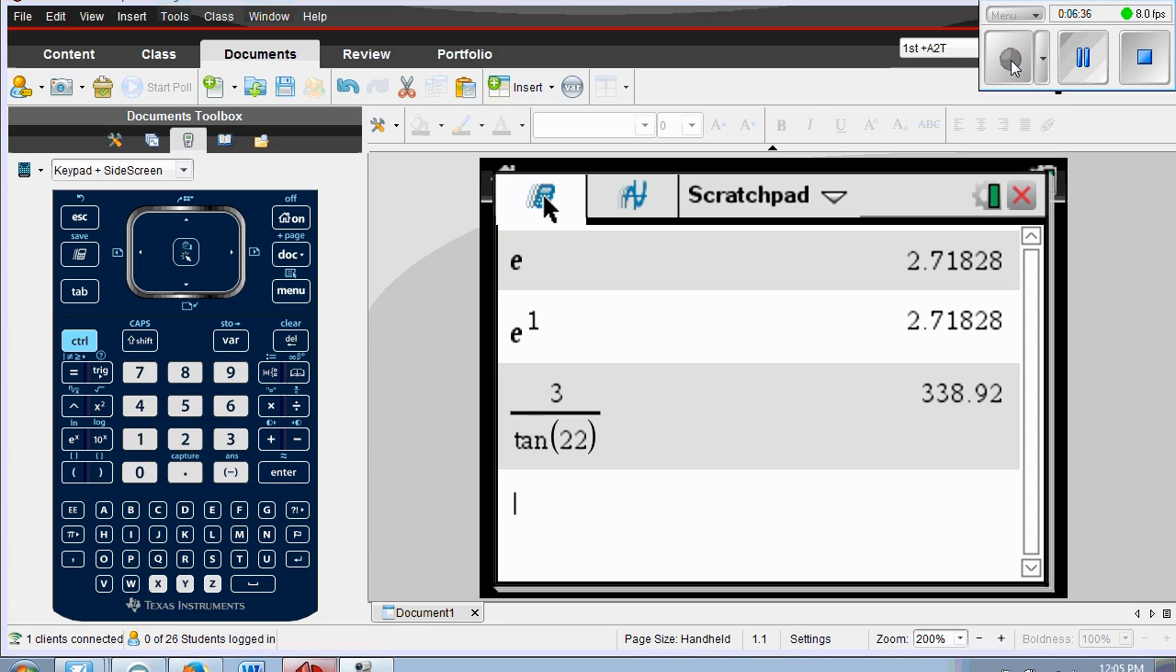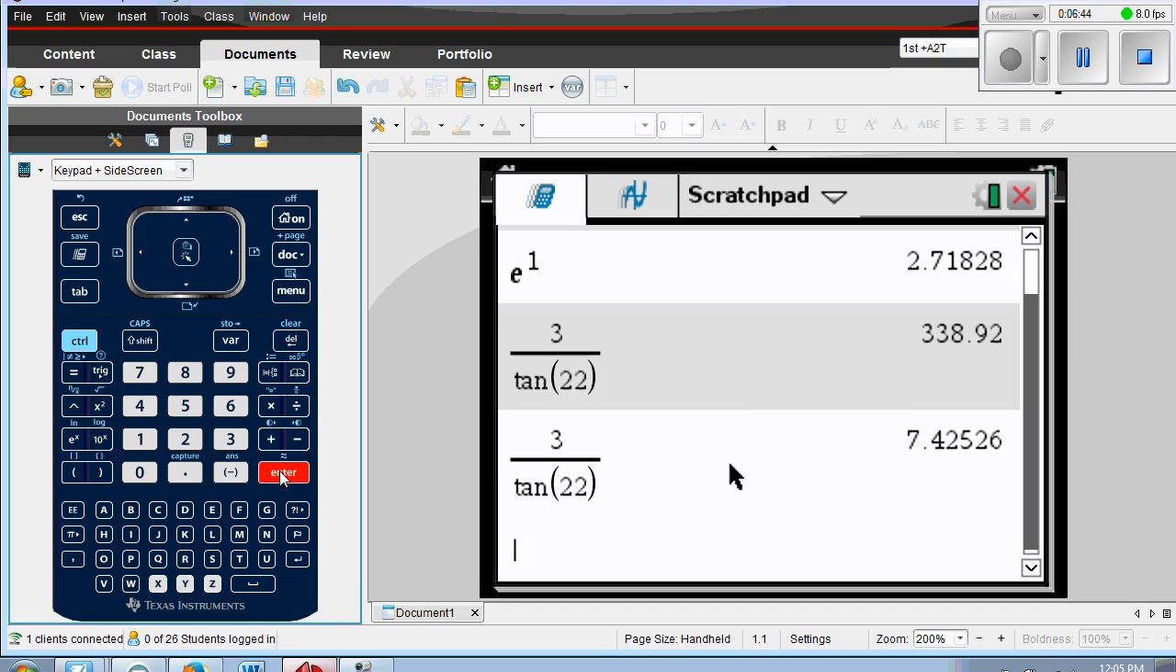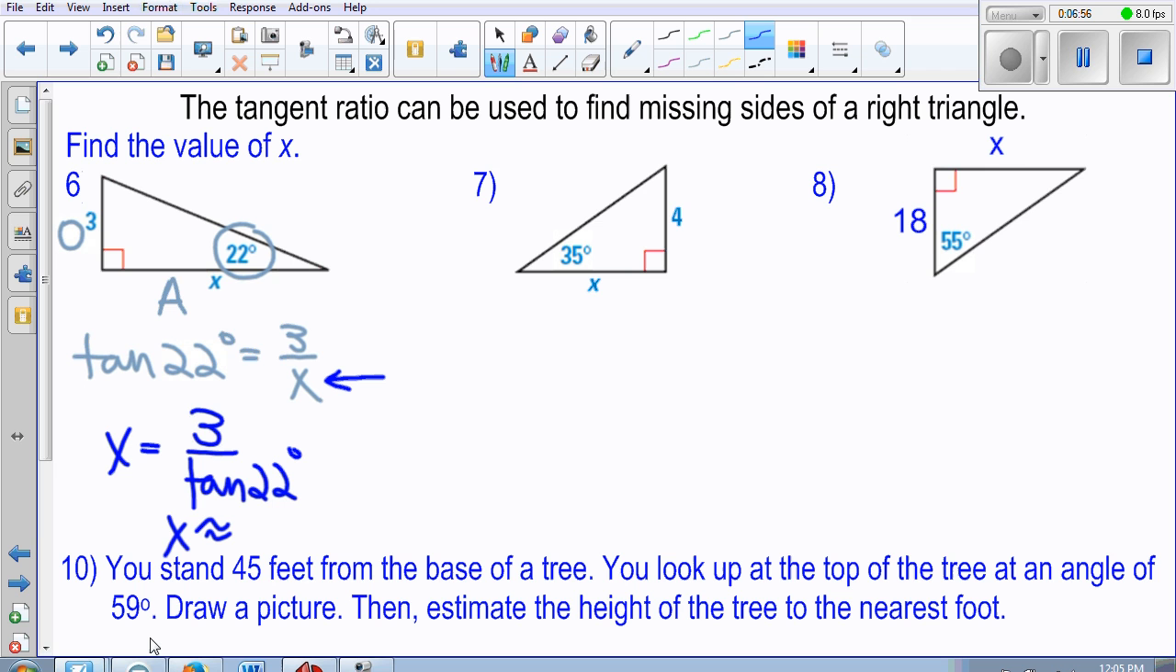Okay, so if I retype what I just typed, I fixed a setting in my calculator, and it should now give me the correct answer. So I'm just going to retype, and there's my answer, 7.42526. So going back to my picture, rounding that to the nearest tenth, which is 1 decimal place, that would round to a value of 7.4. That's the length of the missing side of that right triangle.